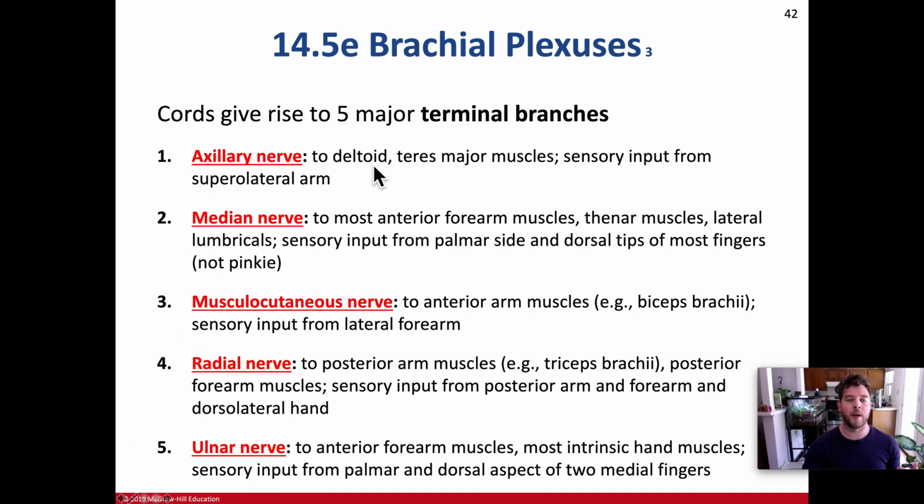So the axillary nerve: axilla, armpit. It goes to the deltoid and teres major muscles, and provides sensory input from the superolateral arm. The median nerve: anterior forearm muscles, thenar muscles, that's your thenar, and lateral lumbricals, which are kind of in between the fingers, and sensory input from the palmar side and dorsal tips of most fingers. The musculocutaneous nerve: muscular, muscle; cutaneous, skin. The radial nerve is the posterior arm muscles, triceps, posterior forearm as well, and sensory input. Remember, these are mixed nerves. Your ulnar nerve is the anterior forearm, intrinsic hand muscles, as well as some sensory input.